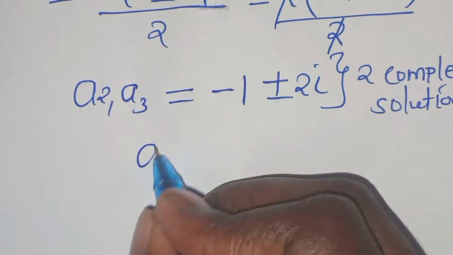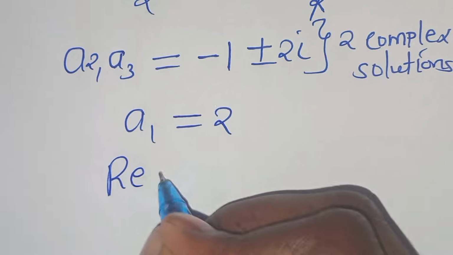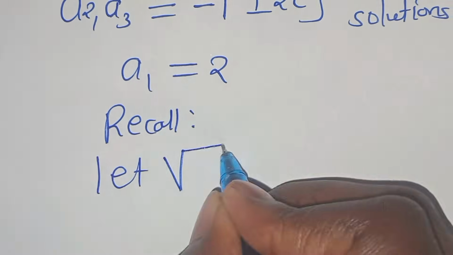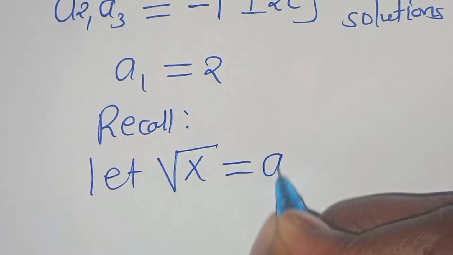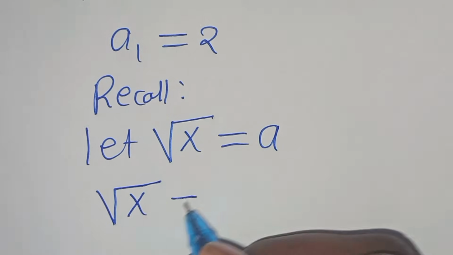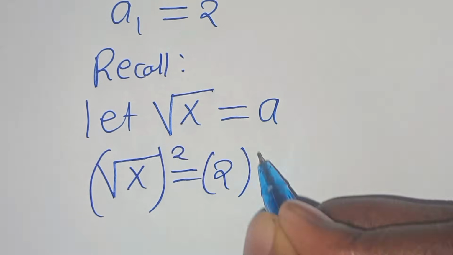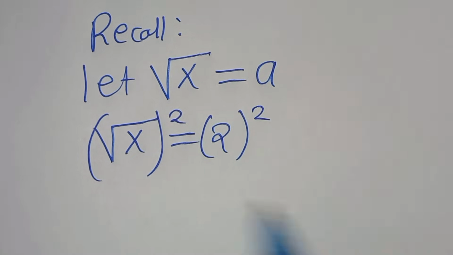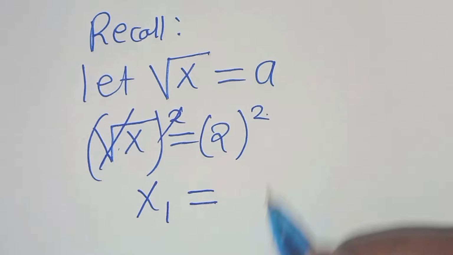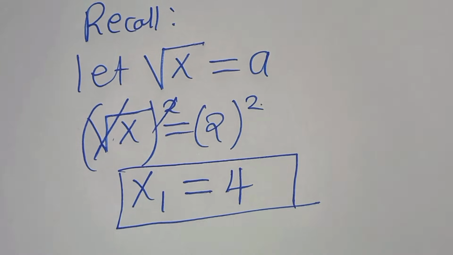We have that a1 is equal to 2. Now, if you recall, we have seen that we let the square root of x be equal to a. Let's substitute a so that we have the square root of x, this is equal to 2. So let's square both sides from here. And this implies that we have x1 is equal to 2 squared, which is 4. So this is the value of x1 is equal to 4.